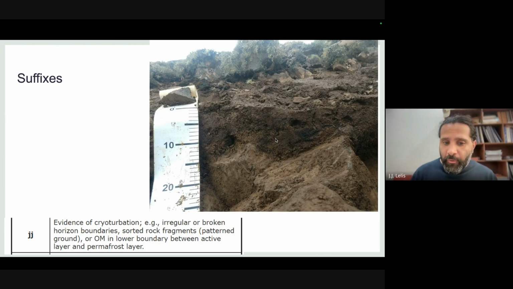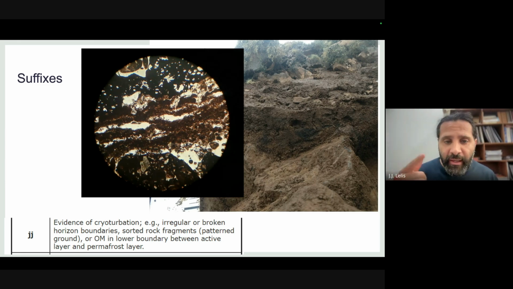It's quite common to see also some irregular or broken horizons, some sorted rock fragments showing that we have this kind of feature. I will show you this. At the microscope, we can see some banded fabric showing that yes, we have this changing of solid and liquid physical states of water, some shrinking and swelling of the material, some thawing and freezing of the water.